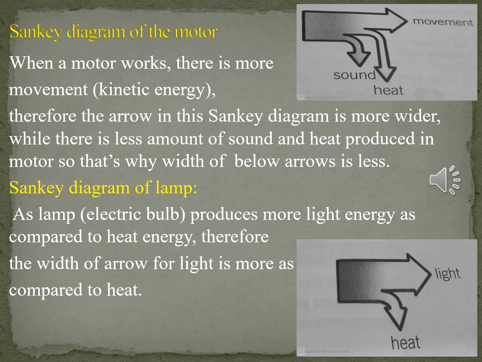Now we are going to discuss the Sankey diagram of lamp, which is also given on the right side of this slide. As lamp or electric bulb produces more light energy as compared to heat energy, therefore the width of arrow for light is more as compared to heat.